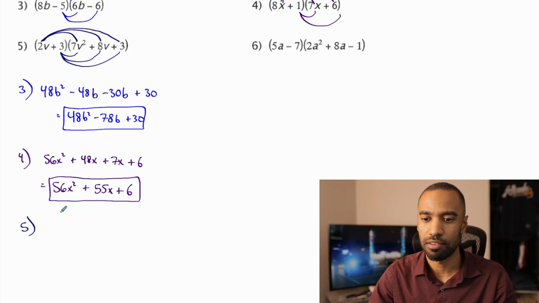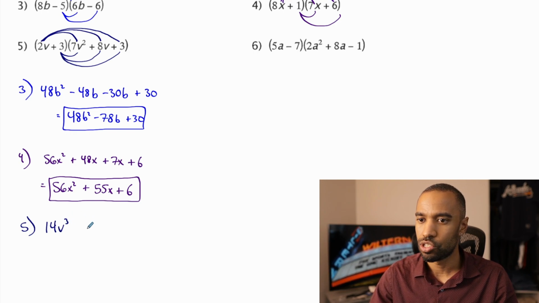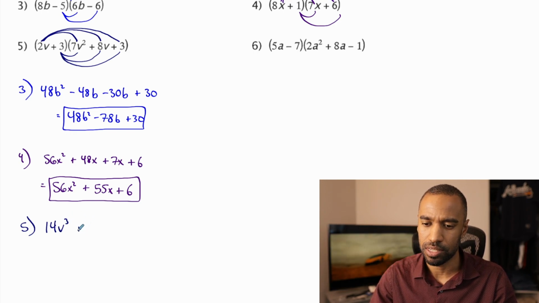So 2v times 7v squared, guys, that is 14v cubed. And then 2v times 8v will be 16v squared.